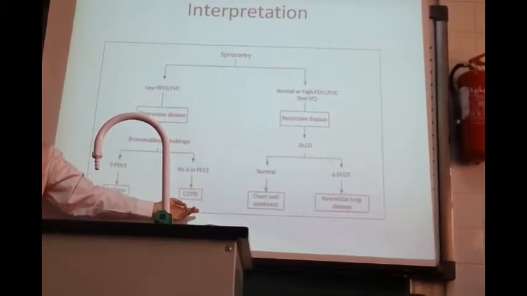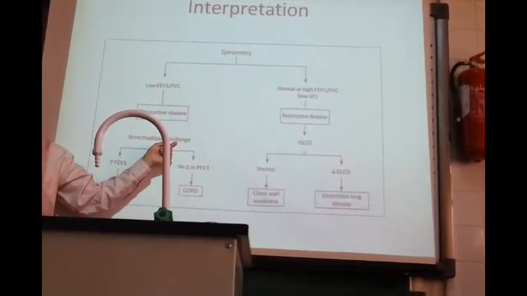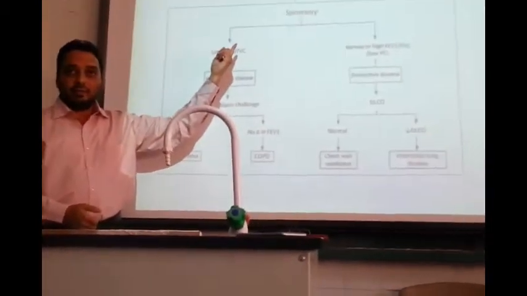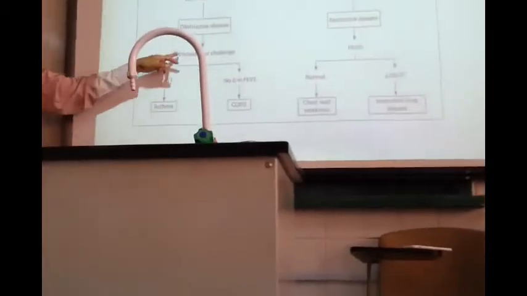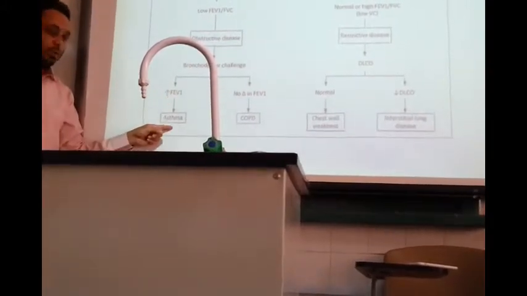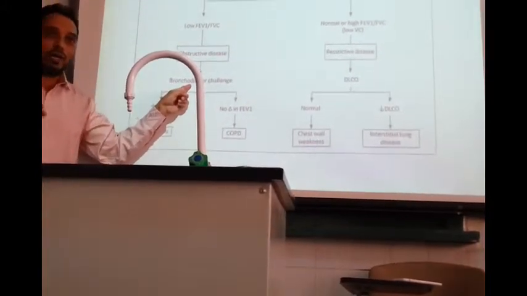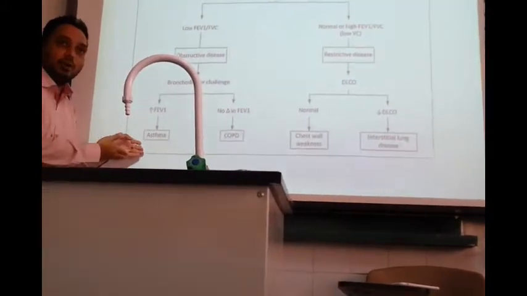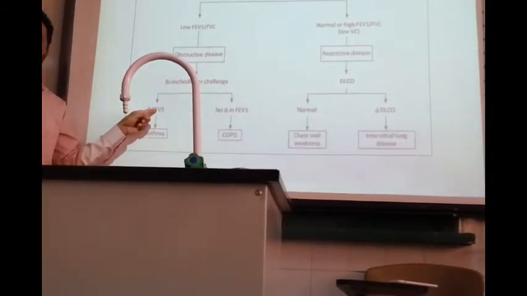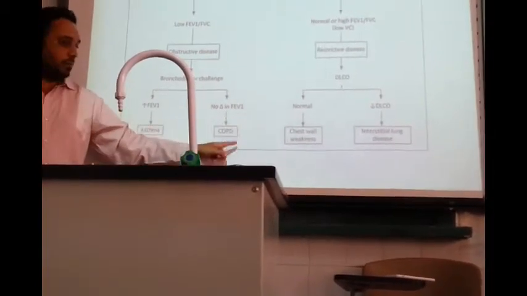Both are obstructive. So what you do, you give a bronchodilator therapy, and then you do spirometry again. After bronchodilator therapy, if the FEV1 increases, it means it is asthma. Why? Because you are giving bronchodilator to dilate the bronchospasm, so it will improve the FEV1. If there is no change in FEV1, it means COPD.